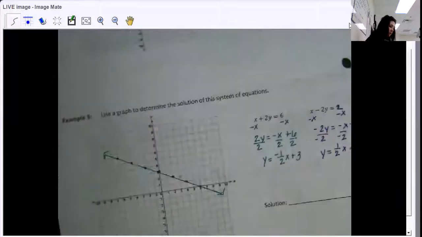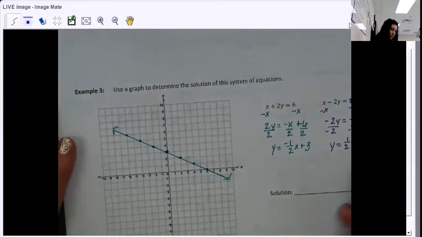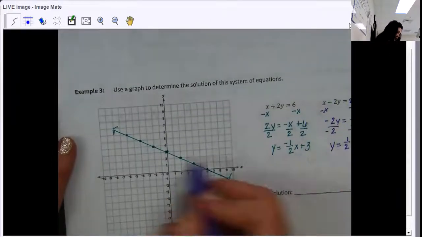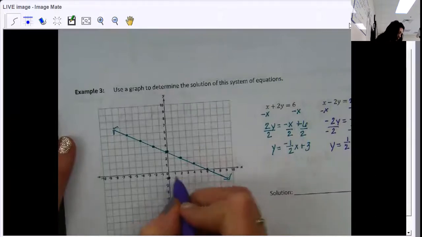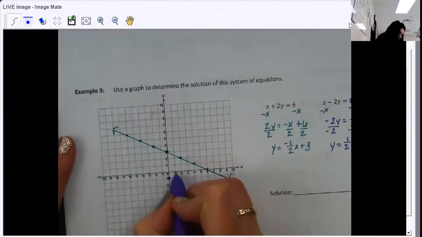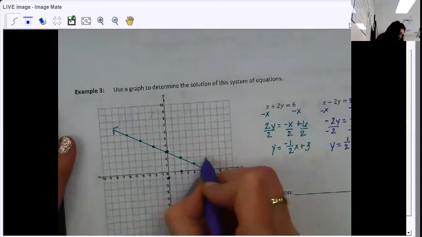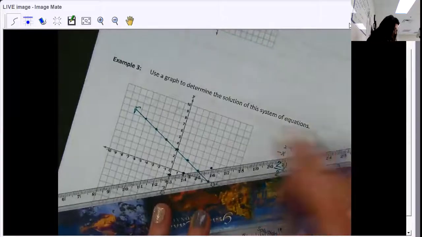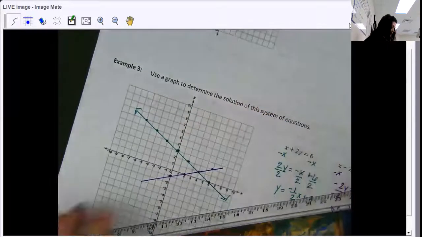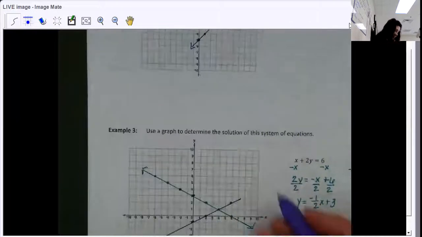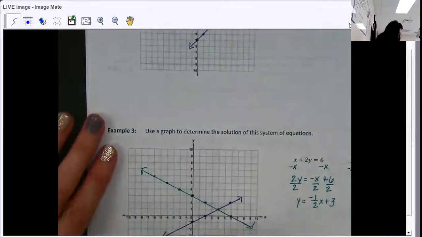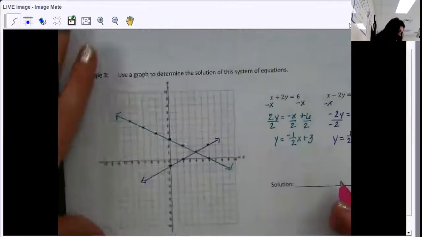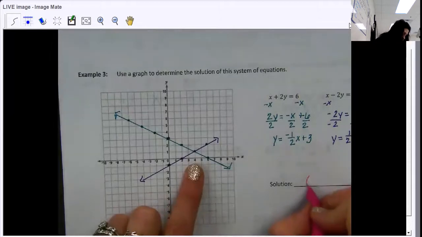Okay, so now I am going to graph this equation starting at -1 on the y-axis and graphing a positive 1/2 slope. And I just found my intersection. And the solution to this system is 4, 1.